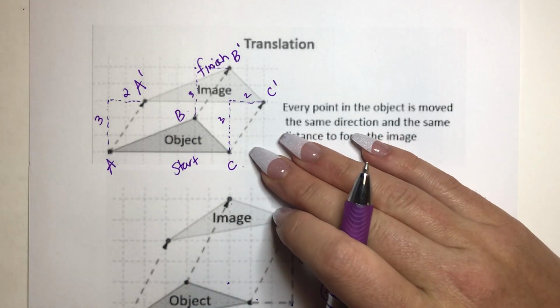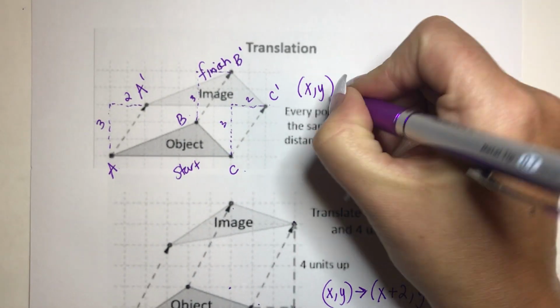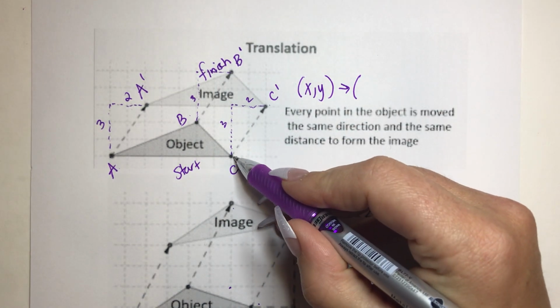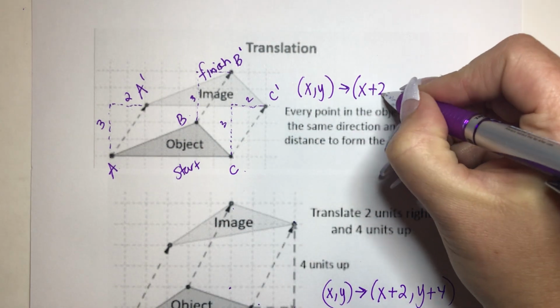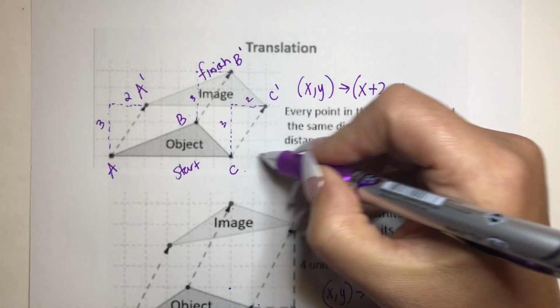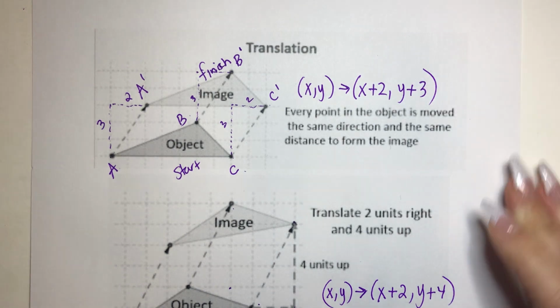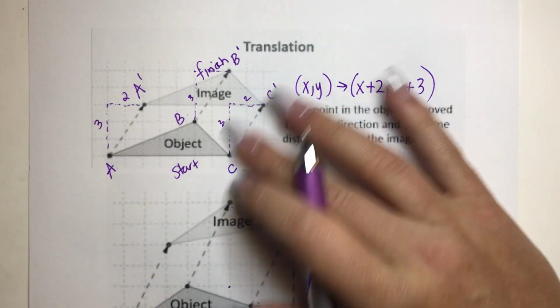If I go up here, right, this one was a little different. I start with x, y. And the translation rule would be what's happening here. For the x, I'm going over 1, 2, so I'm adding 2. And then for the y, I went over 2 and then up 1, 2, 3. So I'm going in the positive direction, so I'd add 3. And that would be the translation rule for this particular figure.